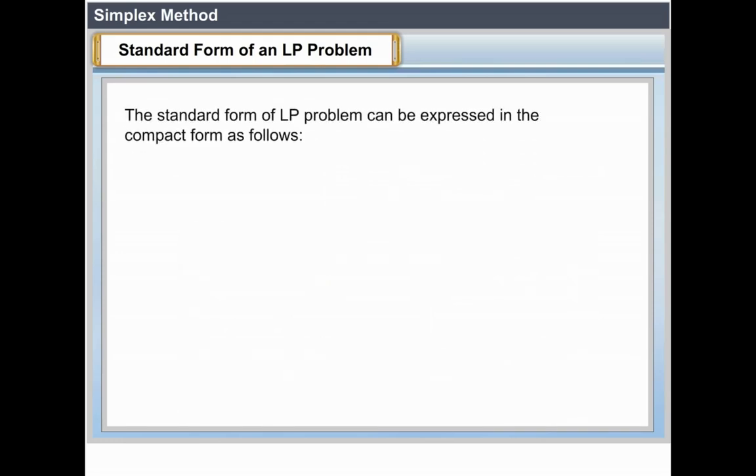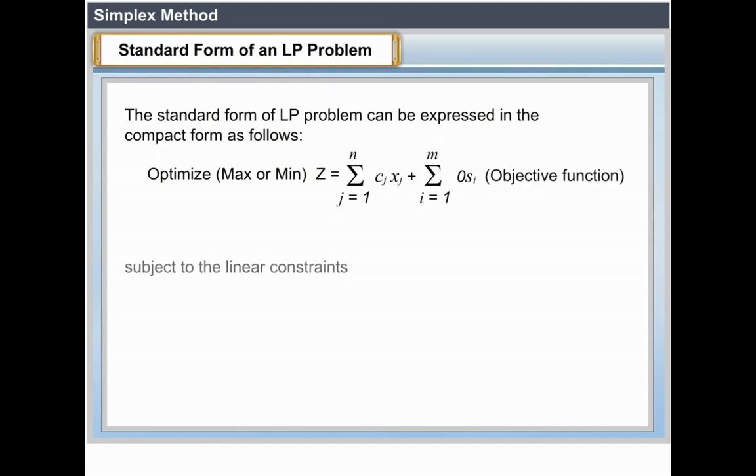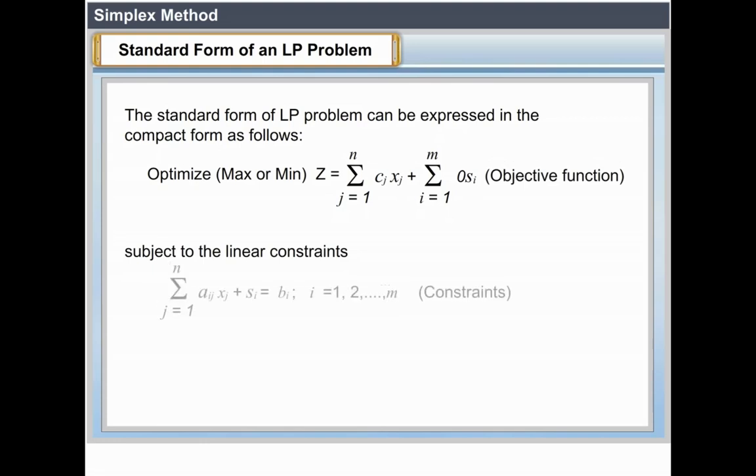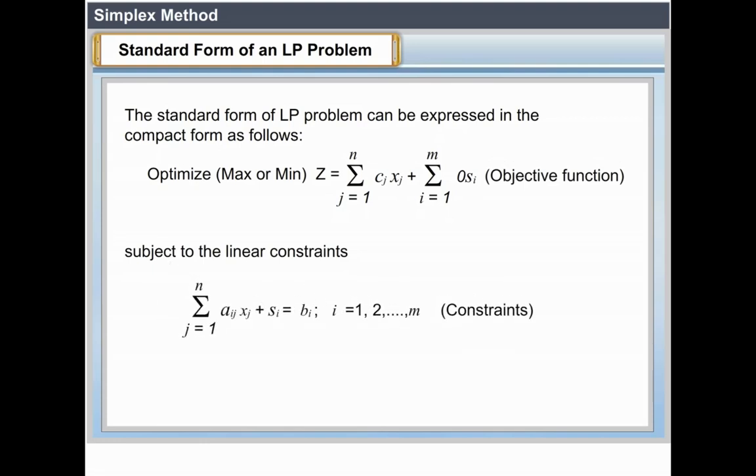The standard form of linear programming problem can be expressed in the compact form as follows. Optimize, that means maximize or minimize, z equal to summation j equal to 1 to n cj xj plus 0 into summation i equal to 1 to m si. This is called objective function. Subject to the linear constraints summation aij into xj plus si equal to bi, i equal to 1 to m constraints, and xj, si greater than or equal to 0 for all i and j, non-negativity conditions.